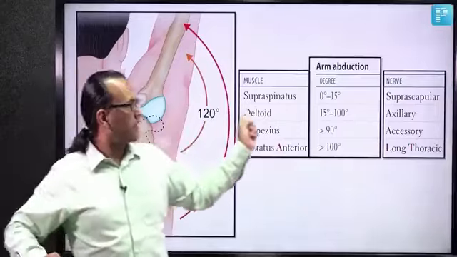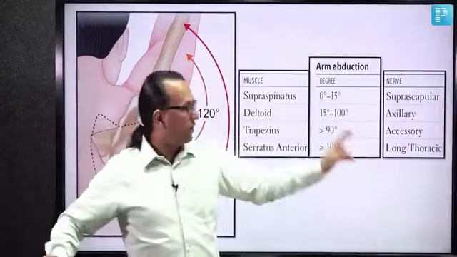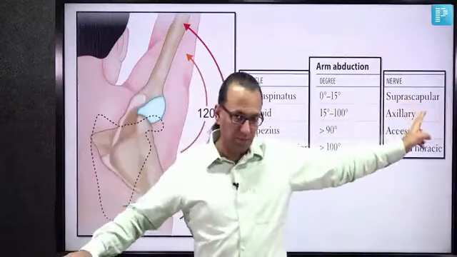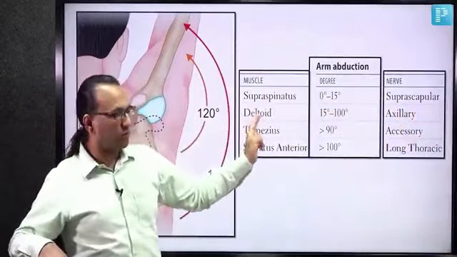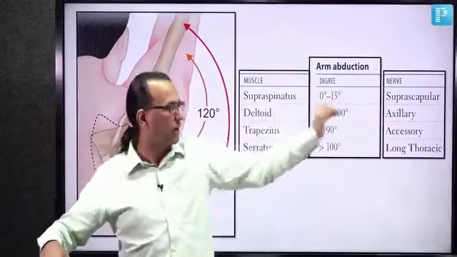So supraspinatus is the initiator of the abduction, moving the humerus bone 0 to 15 degree of the abduction, and it is supplied by suprascapular nerve. When it comes to 15 degree to 90 to 100 degree, that is the next muscle, which is the deltoid muscle, supplied by axillary nerve.